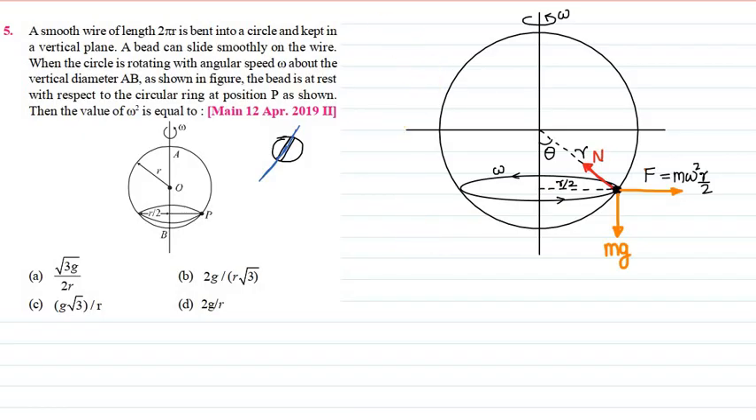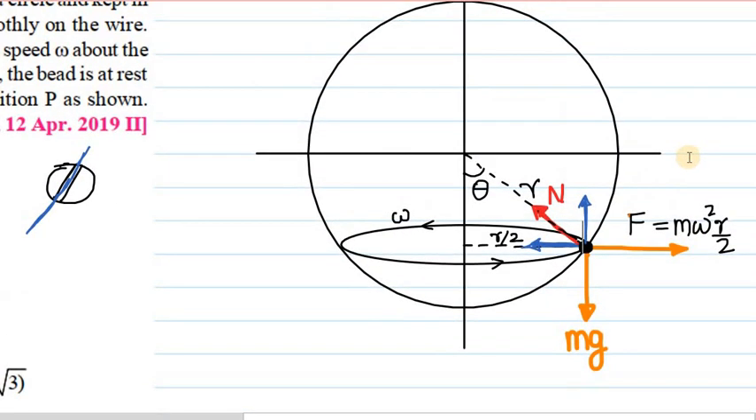Let us now resolve the normal reaction into horizontal and vertical components. This is the vertical component, and this is the horizontal component. Now look at the angle theta, which is made by this radius with the vertical. This alternate angle should also be theta. So the vertical component will be N cos theta, and the horizontal component will be N sin theta.